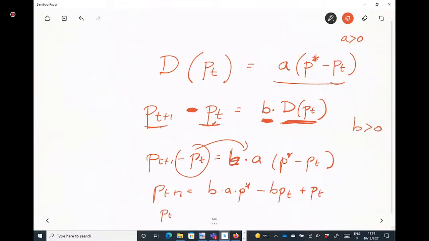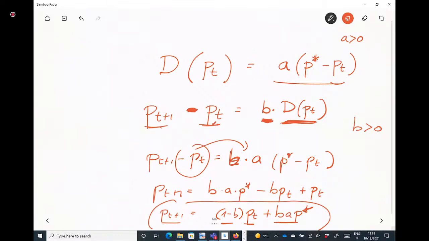So Pt plus 1 is equal to 1 minus B Pt plus B A P star. Okay? This is a difference equation, linear. Pt plus 1 is a coefficient times Pt plus a constant. Okay? This is a linear difference equation.